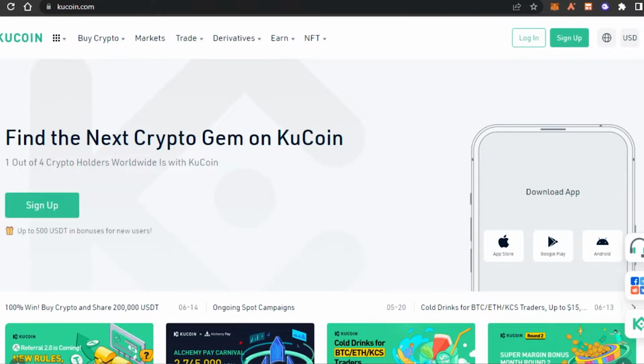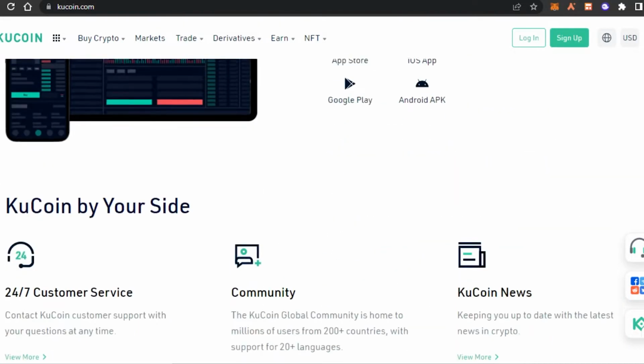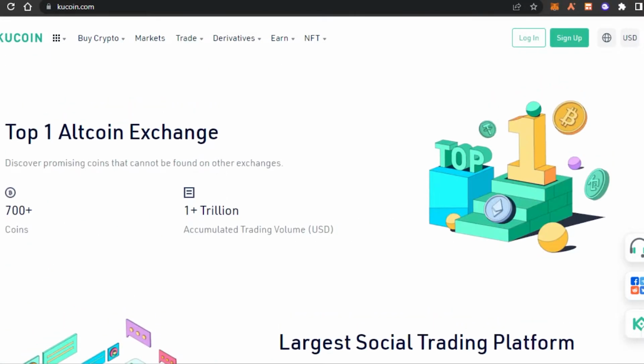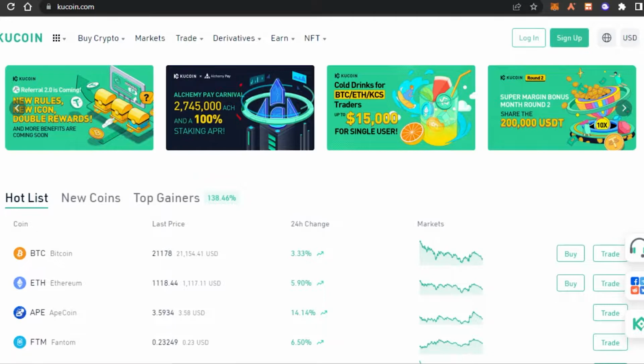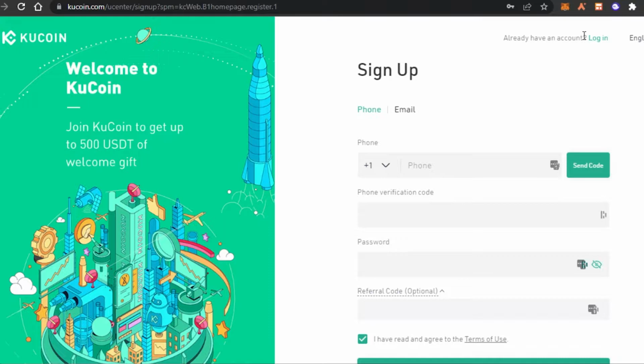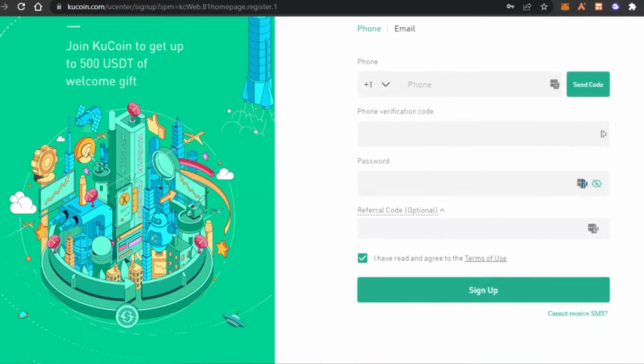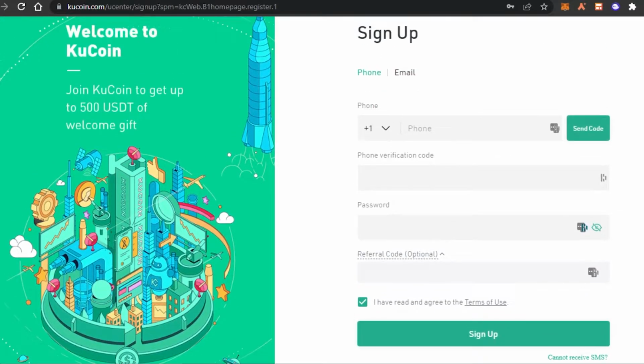Kucoin is really easy to use, and one of the things that I really like about Kucoin is the signing up process. It's really easy. It does not complicate things for you. You click on sign up right here, and you will be able to get started on Kucoin with just your email address. Enter your email address or your phone number, verify, and then you are good to go. Set up a reasonable password.